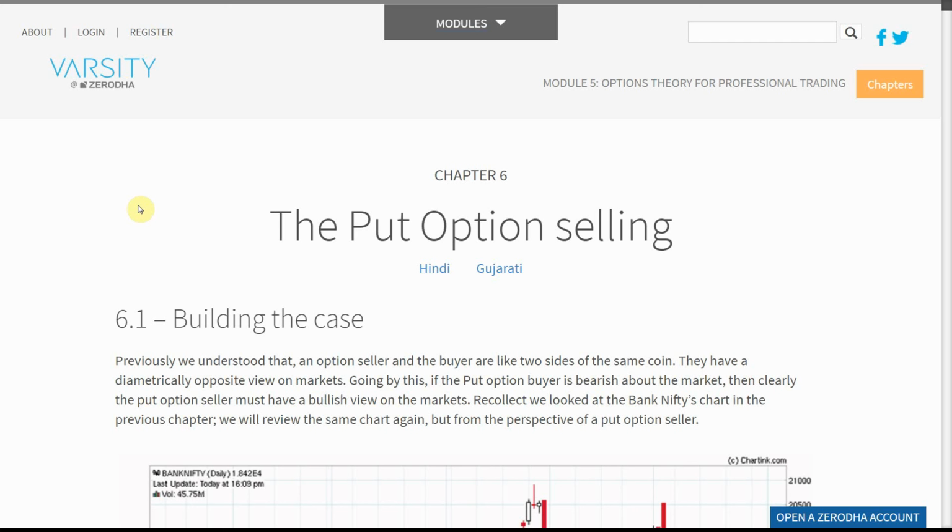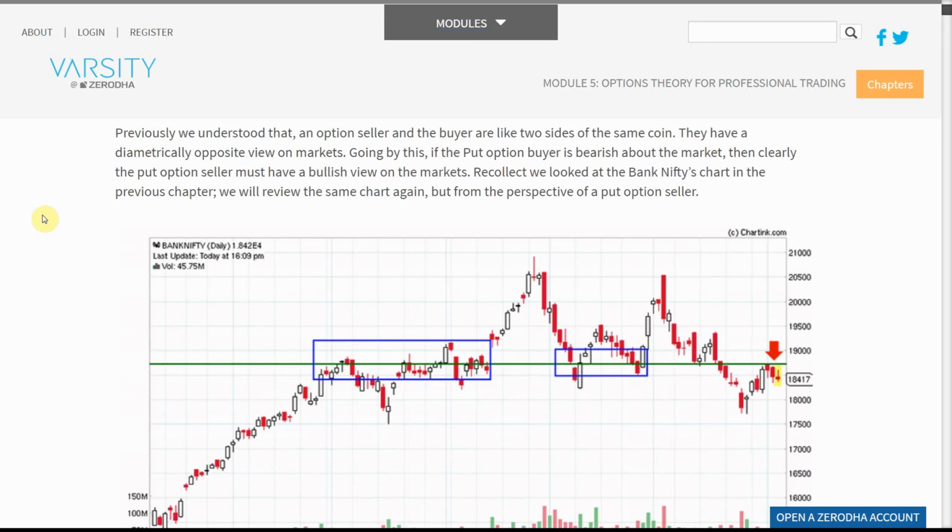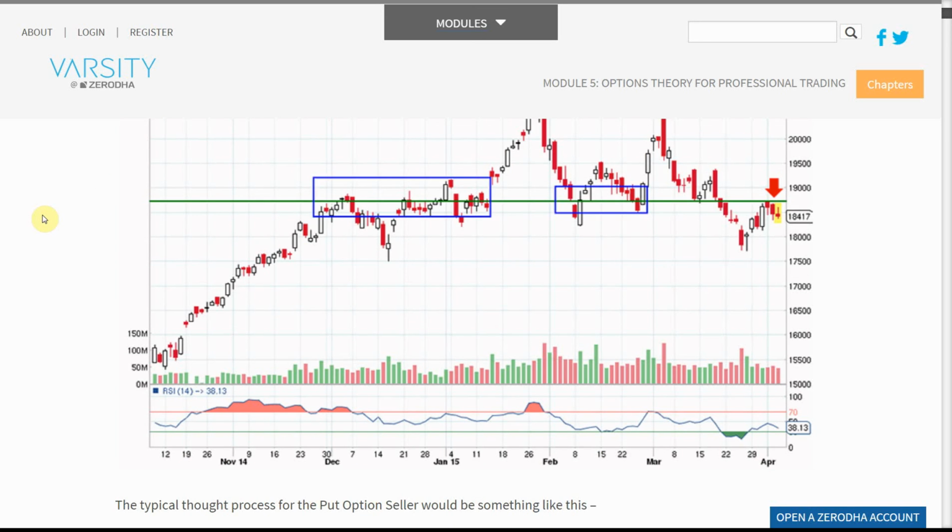Recollect, we looked at the Bank Nifty's chart in the previous chapter. We will review the same chart again, but from the perspective of a put option seller. The typical thought process for the put option seller would be something like this. Bank Nifty is trading at 18,417. 2 days ago, Bank Nifty tested its resistance level at 18,550. Resistance level is highlighted by a green horizontal line.